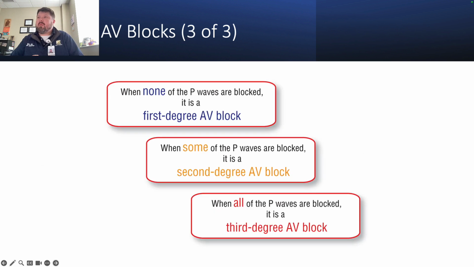So one way to remember AV blocks: when none of the P waves are blocked, it's a first degree AV block. When some of the P waves are blocked, it is a second degree AV block. And when all of the P waves are blocked, it is a third degree AV block. AV blocks are typically caused by a conduction problem and typically show characteristic ECG patterns that involve either a prolongation of the PR interval, dropped QRS complexes, or a complete pathologic lack of communication between the atria and the ventricles.